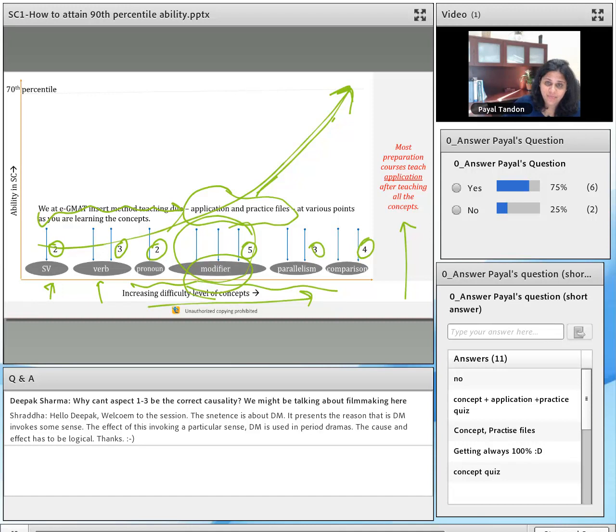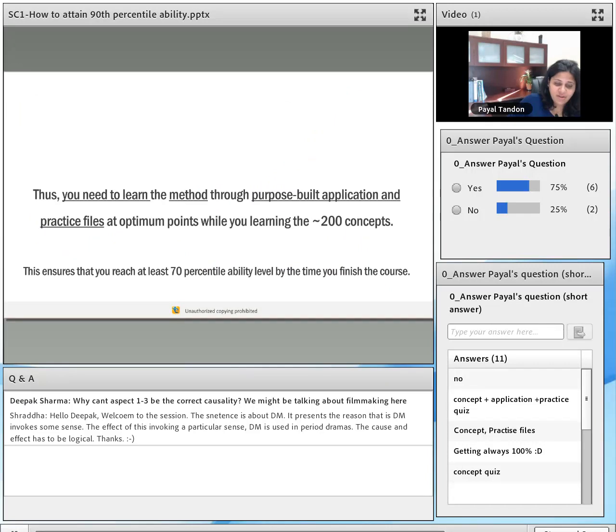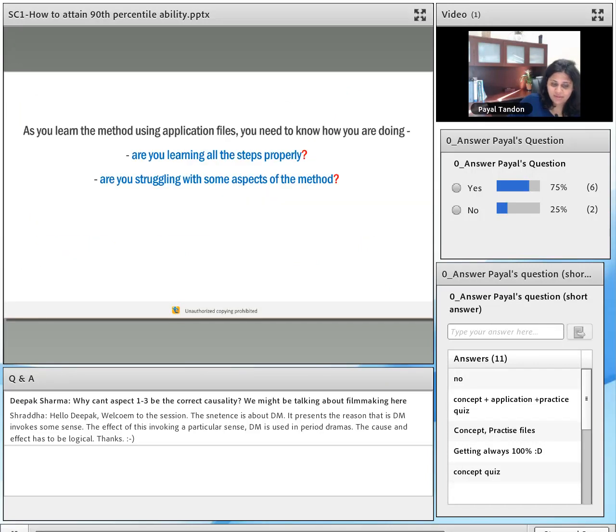It leads to that. Okay, and that's why by the time you finish the course the right way, you get to 70th percentile, at least 70th percentile ability. And then after that, you utilize Scholarinium to cement your methods.